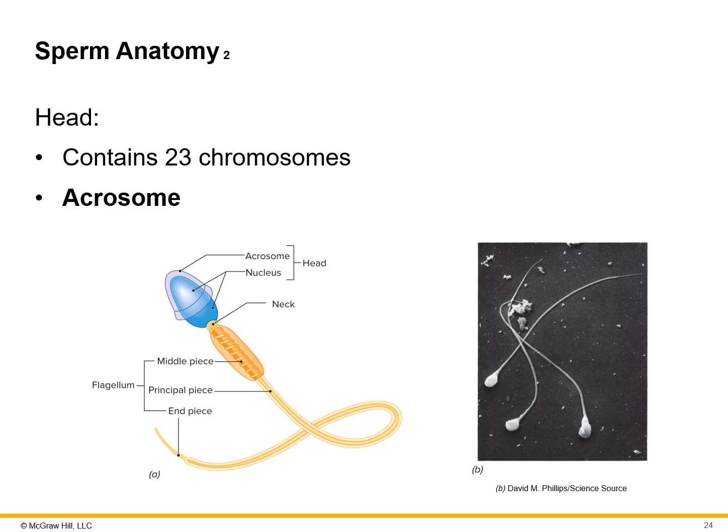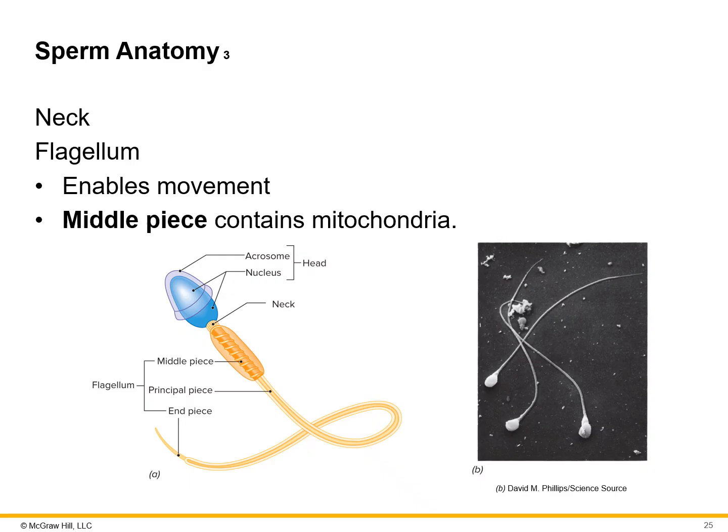For the head of the sperm, that does contain those 23 chromosomes. And the acrosome is like the outside covering of the sperm head. Your neck and the flagellum enable the movement, and the middle piece contains the mitochondria. So that's kind of like the cell portions of it, for lack of a better word.